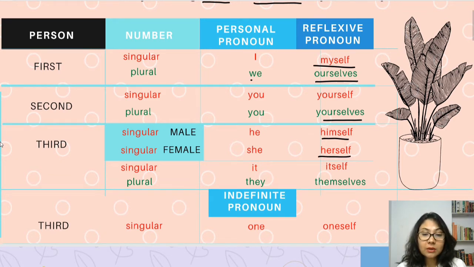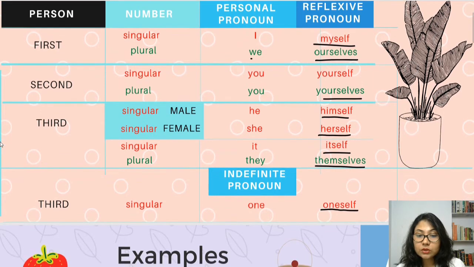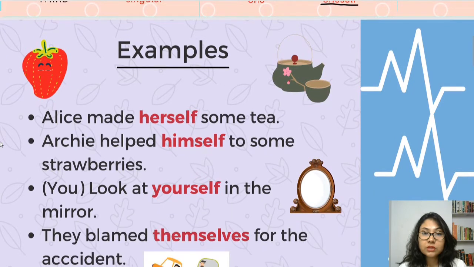Third person singular number, neuter gender or non-personal, that's common gender, the personal pronoun it, the reflexive pronoun is itself. And third person plural number, the personal pronoun they, the reflexive pronoun is themselves. Well, now for third person singular number, if the pronoun is indefinite, that's one, then the reflexive pronoun is oneself. Now let's go into the next chart where you have a few examples.